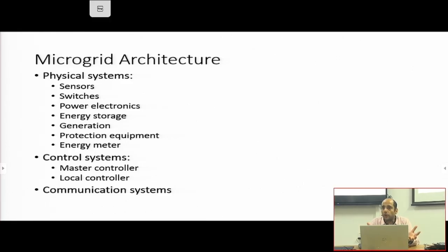Right? What do you think in an electrical system they are? You can think of generation, loads, your power electronic devices, your switches, your protection equipment, relays, circuit breakers, fuses, whatever, measurements, right? Energy meters, smart meters, those things are your physical system.